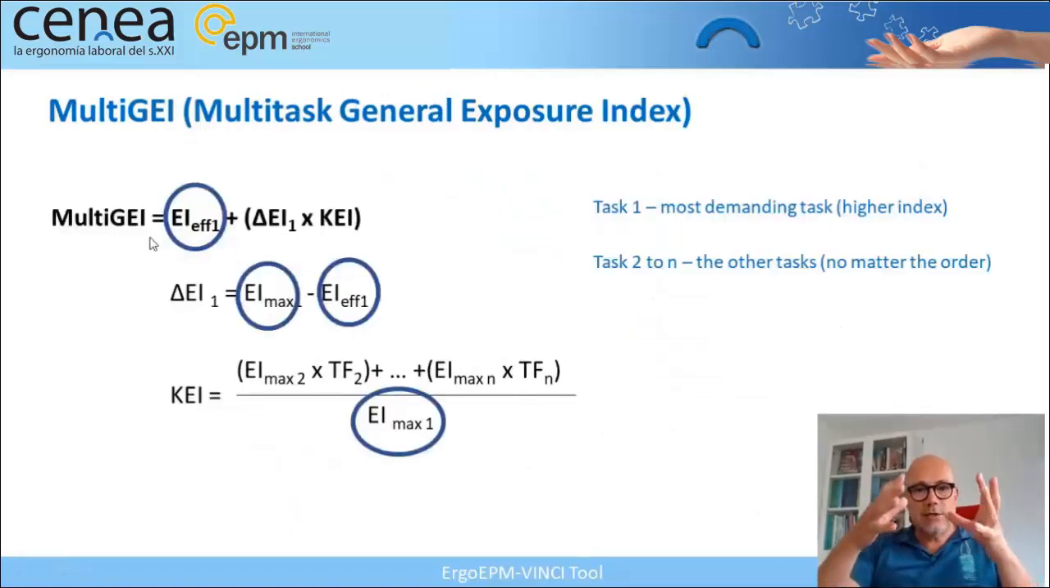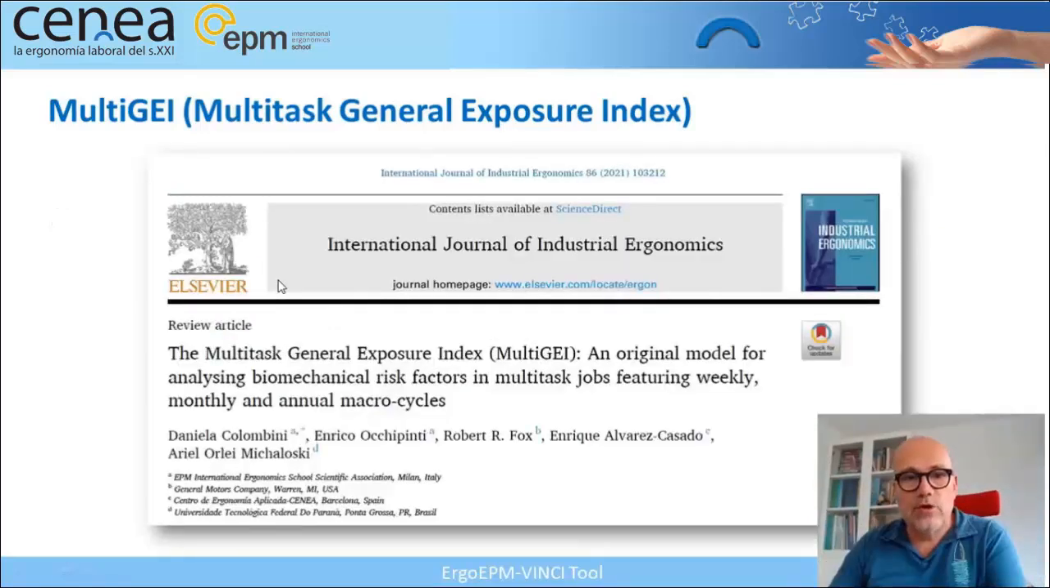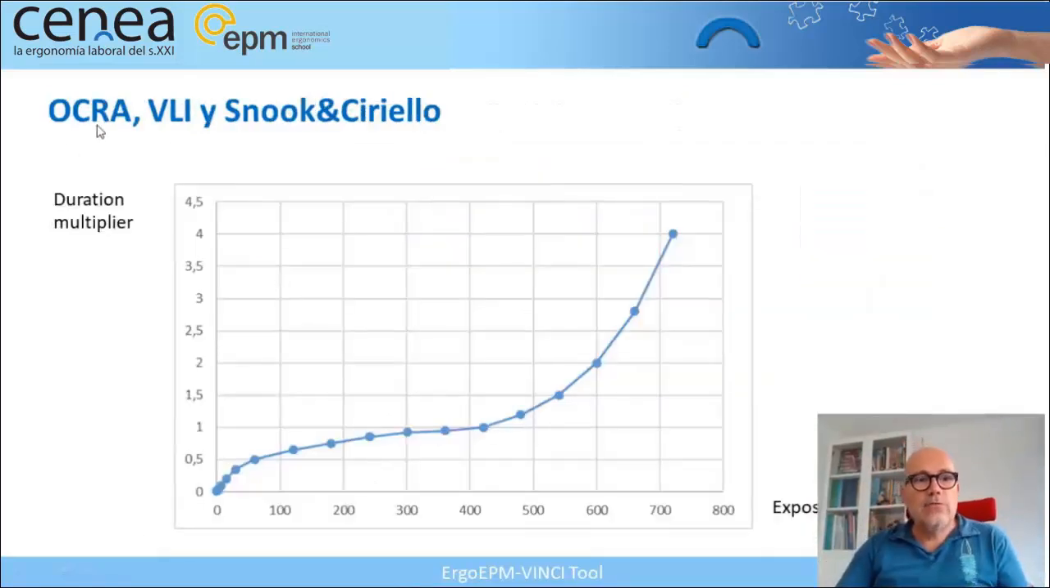The important thing is that this model that I just presented allows us to calculate a risk index when exposure varies, either between days of the week or between weeks or throughout the year. We can apply it to both the OCRA risk indices and the lifting indices, the variable lifting index or the lifting indices of the NIOSH equation, or the manual push and pull of Snook-Ciriello load. That is, we can apply it to any risk index that is a function of duration.